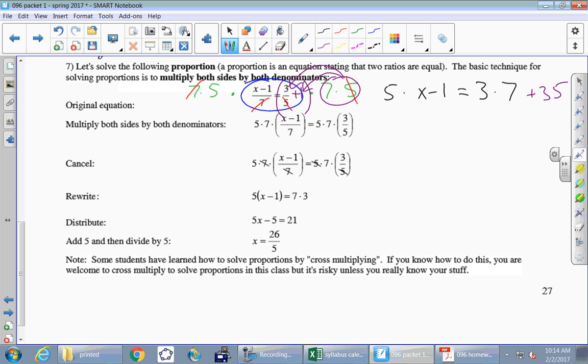It would still work, and that would still be my process, to multiply both sides by the lowest common denominator, both denominators in this case. Okay, so I think we're good here.